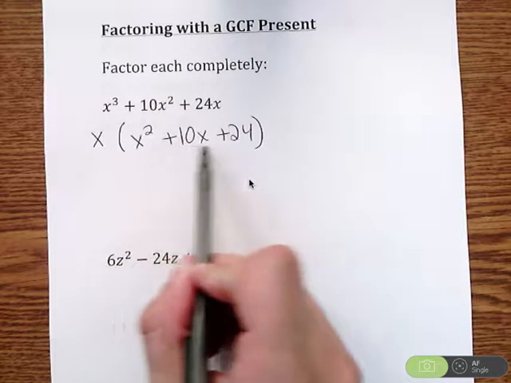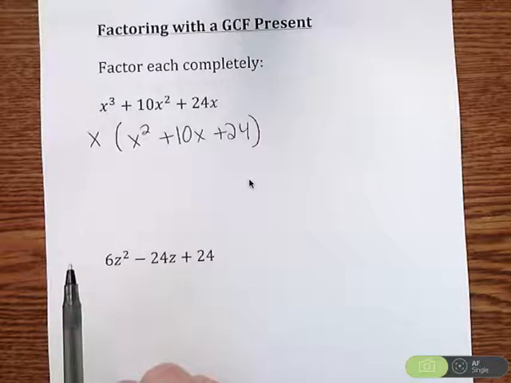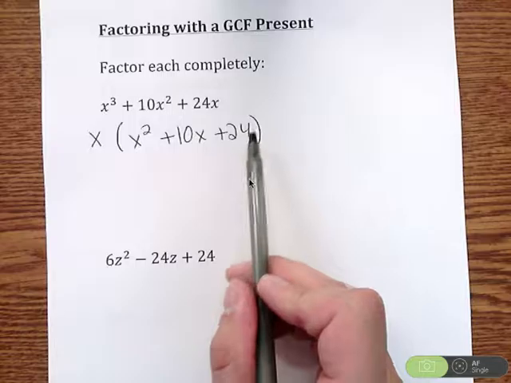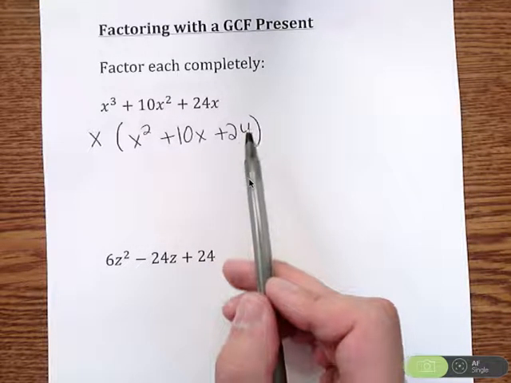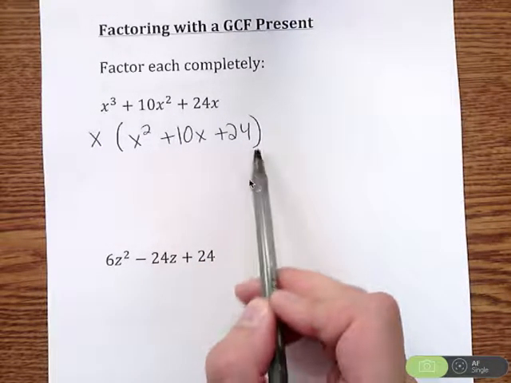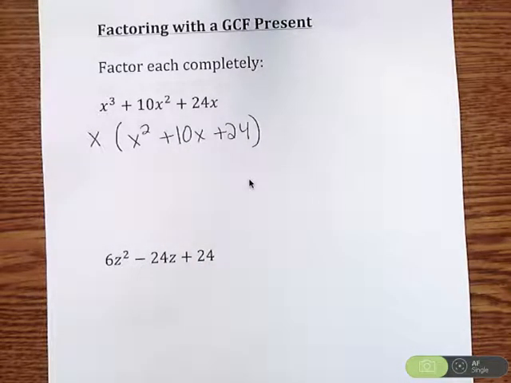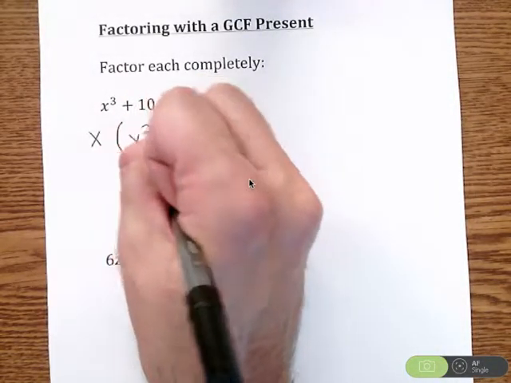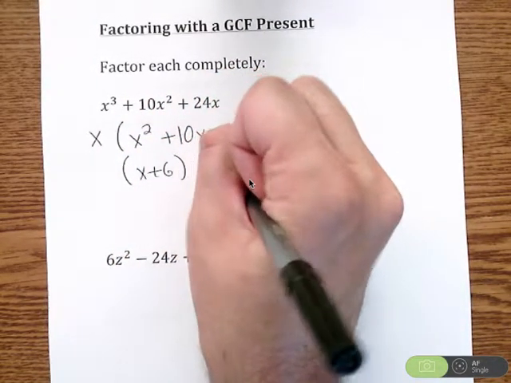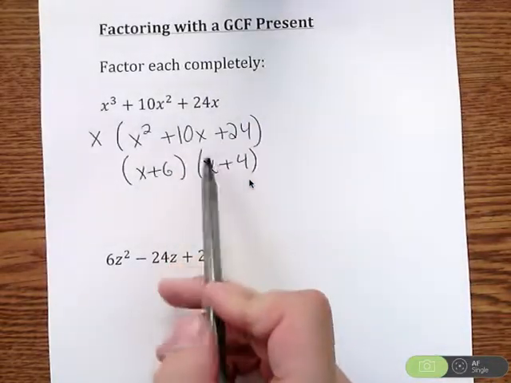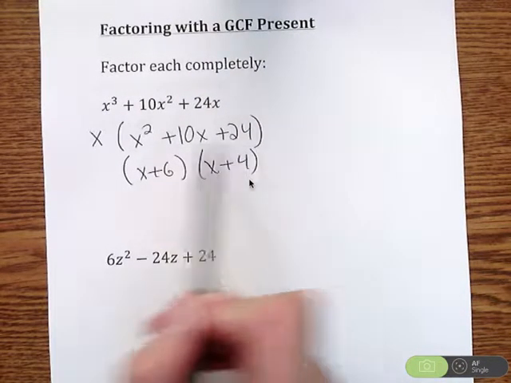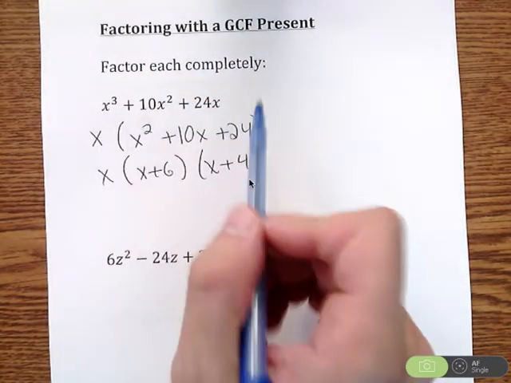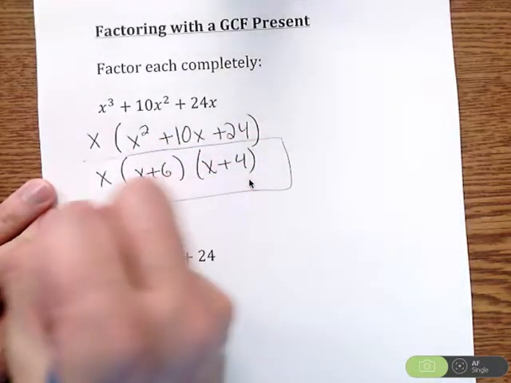Next thing I'm going to do is try and factor this piece inside the parentheses. So I'm going to look for two numbers that multiply to 24, but those same two numbers need to add to 10. So multiply to 24, add to 10. Those two numbers are positive 6 and positive 4. So I get x plus 6 and x plus 4 from factoring this piece. I still have this x left over from above. So if I wanted to factor this completely, that is what I would get.